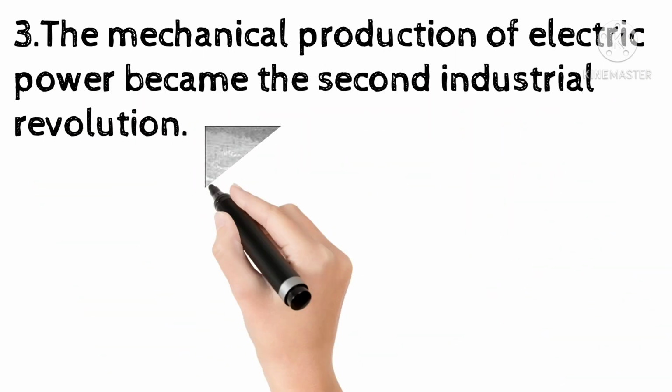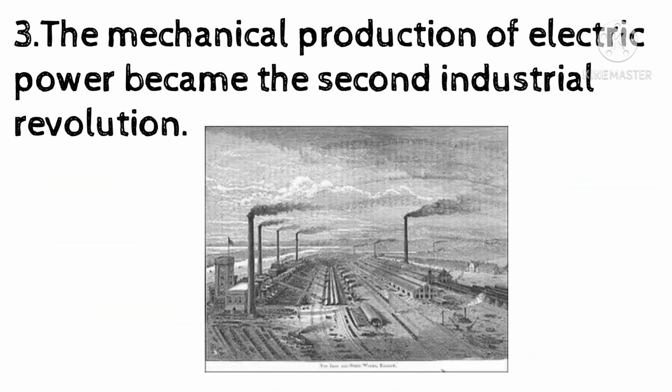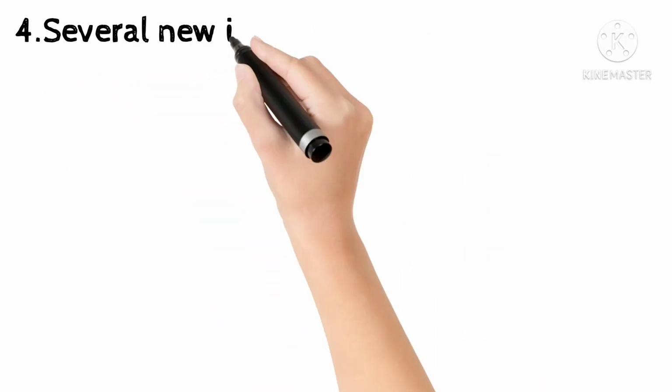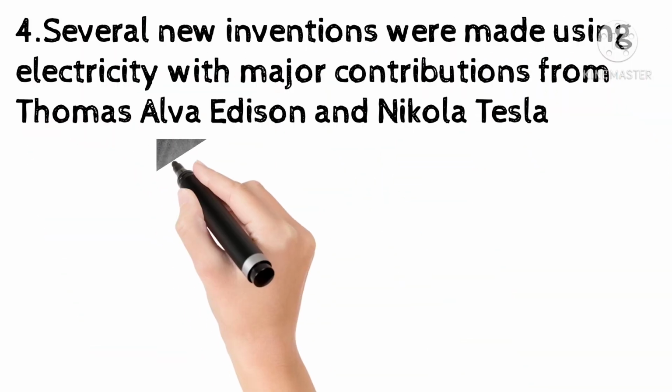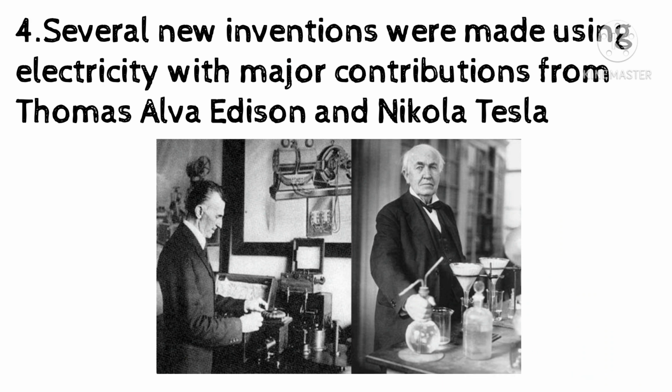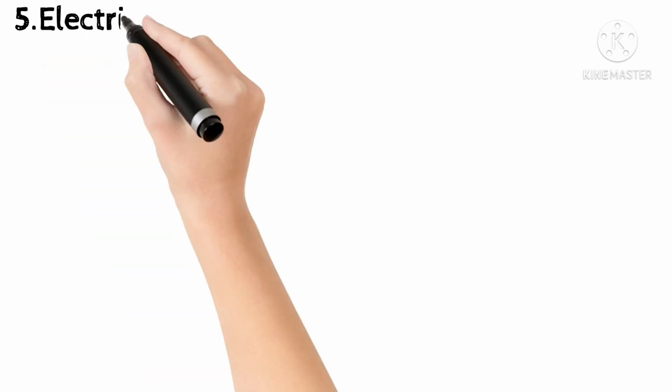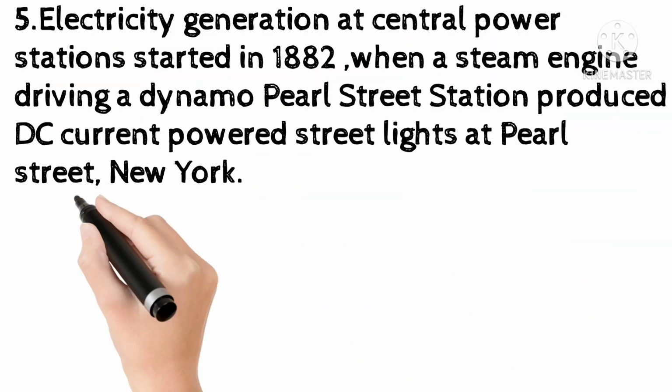Point number 3. The mechanical production of electric power became the second industrial revolution. So the mechanical production of electricity became the second industrial revolution in the world. Several new inventions were made using electricity, with major contributions from Thomas Alva Edison and Nikola Tesla. So many new inventions were made, such as the bulb, the Tesla coil, etc., with the great contribution of electricity.